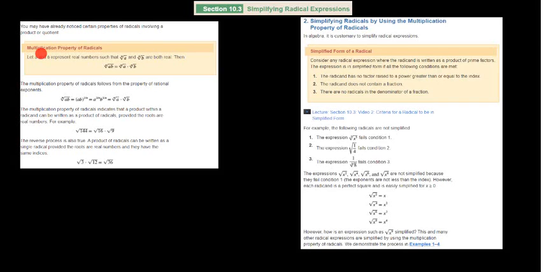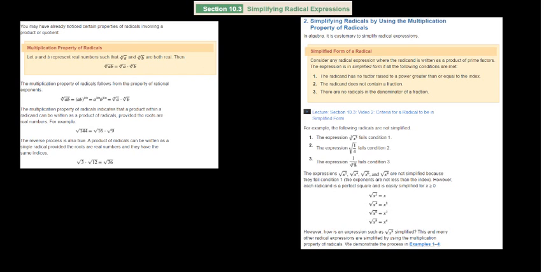Anyways, so again, multiplication property of radicals, we're going to let a and b represent real numbers such that the nth root of a and the nth root of b are both real numbers. Again, meaning that we're not going to have imaginary numbers. Then the nth root of a times b is the same thing as saying the nth root of a times the nth root of b.